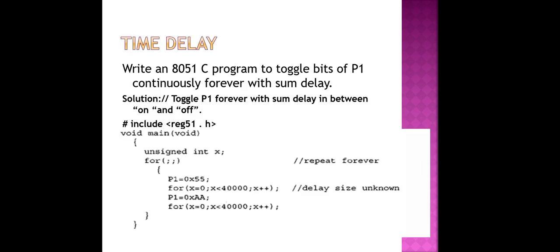Then next is the time delay. The time delay programming: write an 8051 C program to toggle the bits of P1 continuously forever with some delay. Toggle is P1 forever with some delay in between on and off conditions. For on and off conditions, only two values are used, that is 0x55 or 0xAA, 0 1 0 1 and 1 0 1 0.